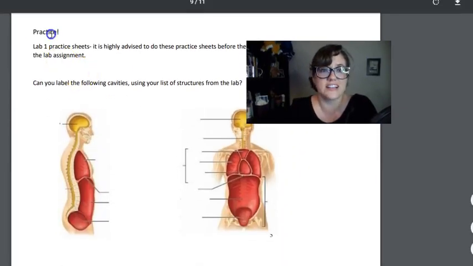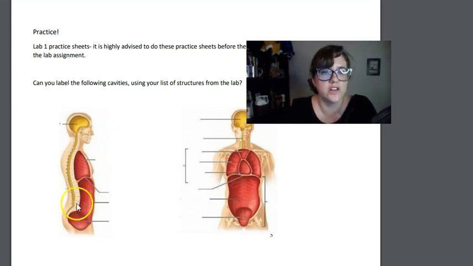Then there are these practice pages at the end of the lab where you can actually practice these things. Can you label the following cavities using your list of structures? If you were to look at this and say, what is this thing? Oh, this is the thoracic cavity. It's not the lung. The lung exists within this cavity, but it's not there right now. What's this? Oh, it's actually not on our list of things you need to know, so don't worry about it.